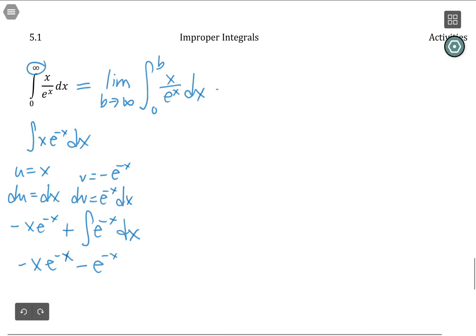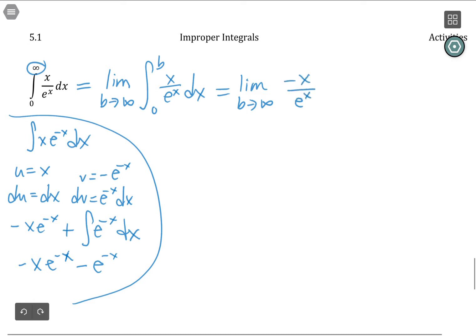Okay, so back up to our integral. There's our scratch work. I have the limit as b approaches infinity of negative x, and you know what, I'm going to go ahead and put it back as a fraction. You don't have to, but I actually think it might make the limit easier to spot. And we're going to go from 0 to b. Okay, so that's going to be limit b goes to infinity.